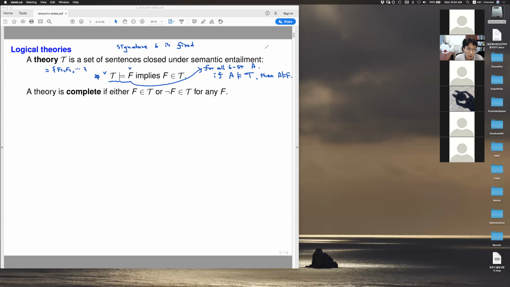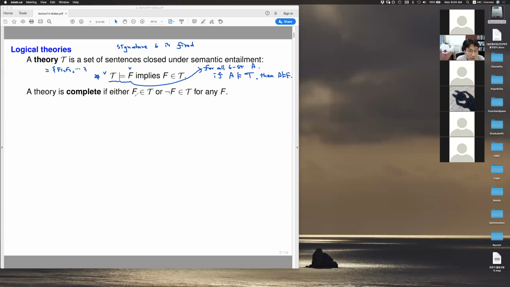But there is a certain kind of theory which is complete, which satisfies the so-called completeness condition. Completeness really means this is a theory which is as big as possible without being inconsistent. A theory is called complete if for any sentence F, either F belongs to the theory T or its negation belongs to the theory T.